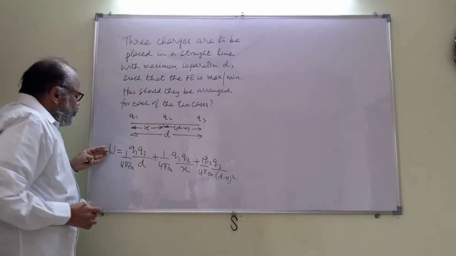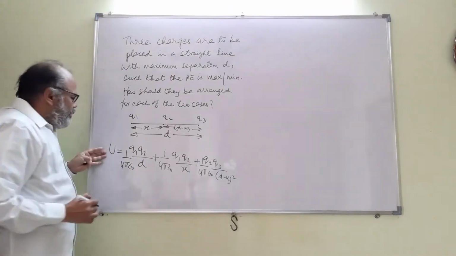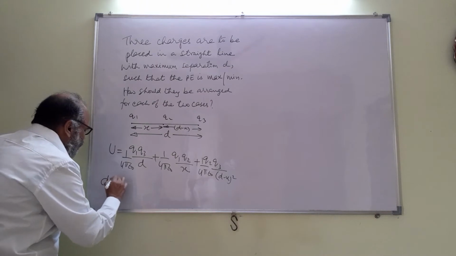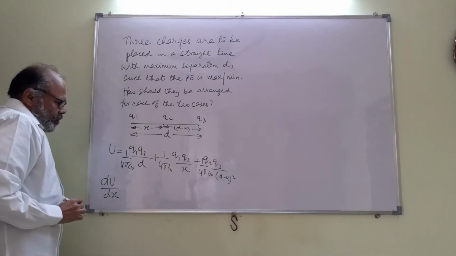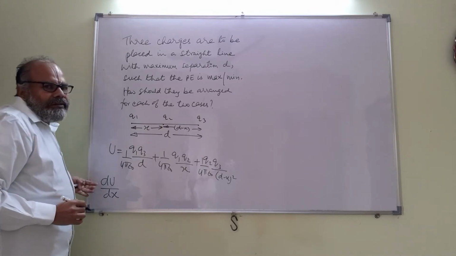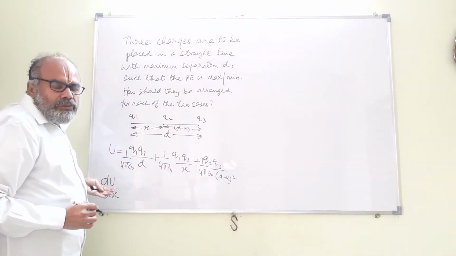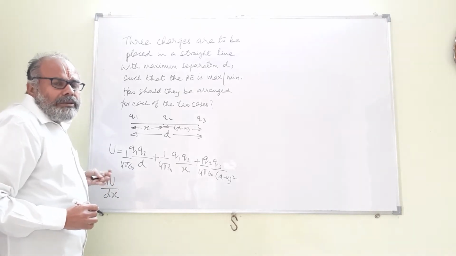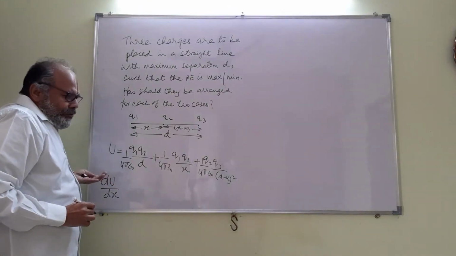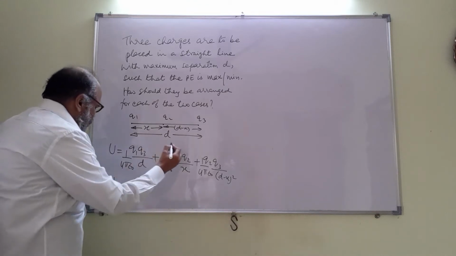Now we wish to maximize or minimize this. So obviously we must find dU by dx and equate it to 0, and the double derivative must be positive for a minima and negative for a maxima. So let us see this.